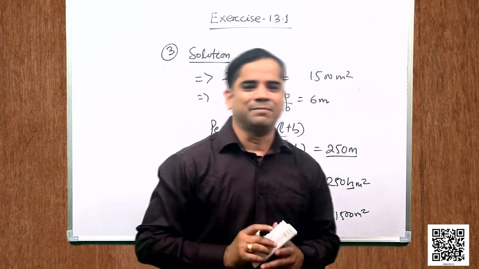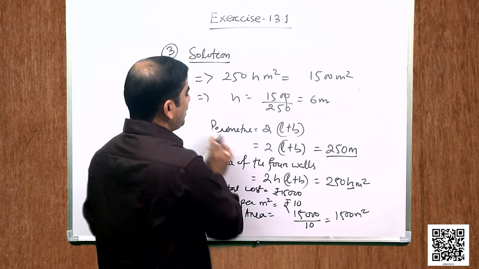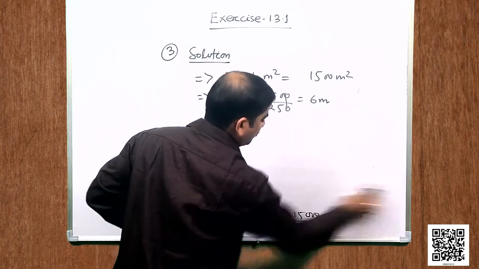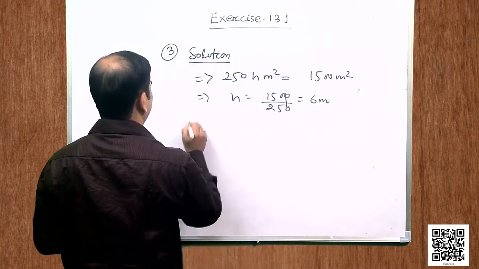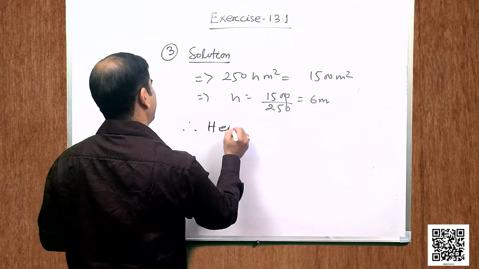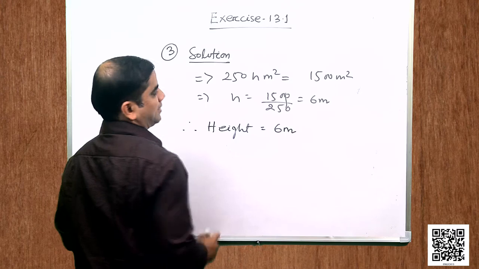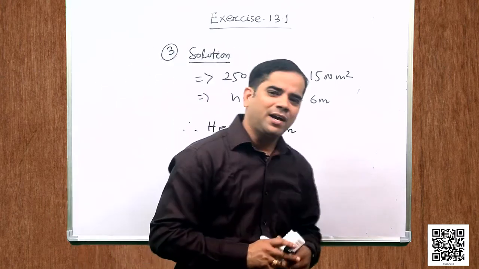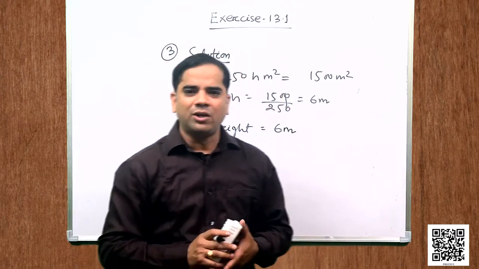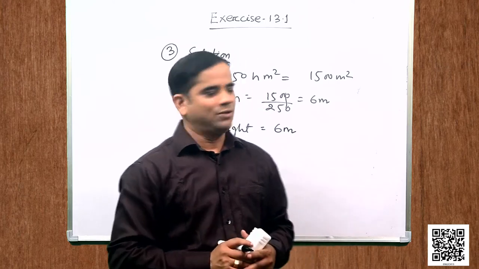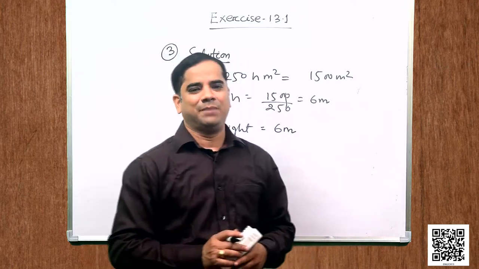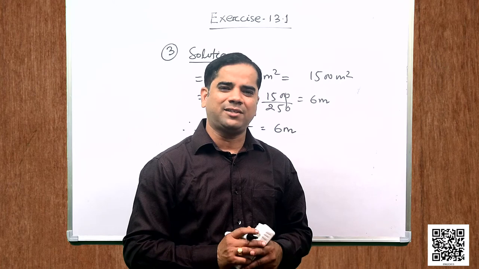That is 6 meter. So in that way we have come to the conclusion that the height is equal to 6 meter, which was the required data. So we have found out the height of the hall, which is nothing but 6 meter. Okay, hope you understood this.